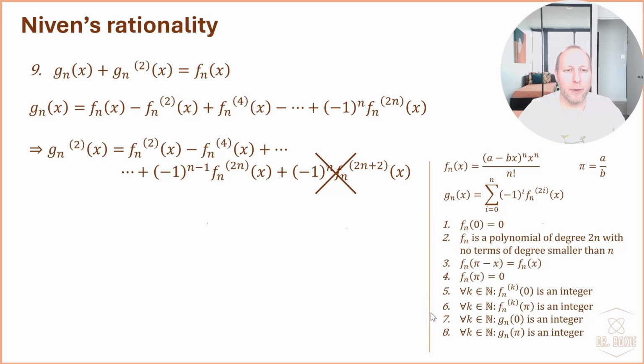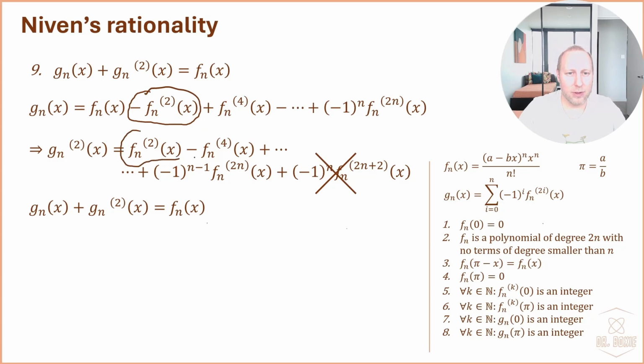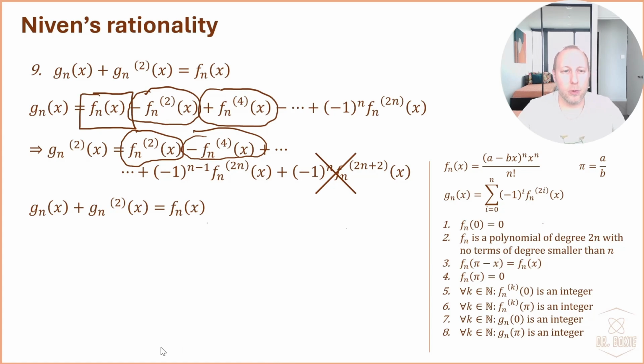And what happens now if we add gn and the second derivative of gn? Well, what we will get is the following. This term here, negative the second derivative of fn, will cancel with this term, the positive second derivative of fn. Here we get a fourth derivative of fn and negative fourth derivative of fn, etc. All the terms cancel out except for the very first one, fn of x. And so what we find is indeed that gn of x plus the second derivative of gn is fn itself.